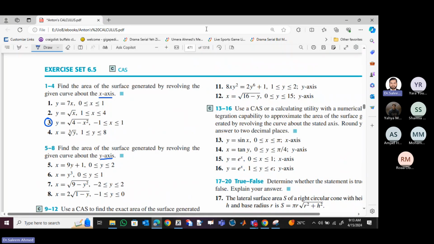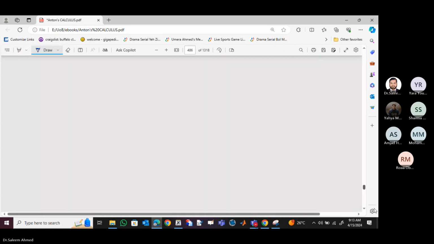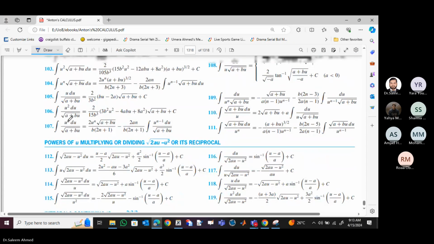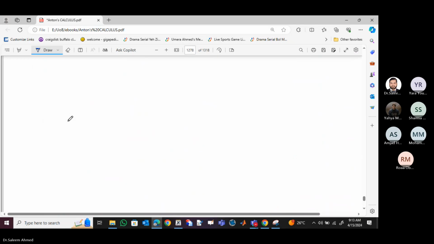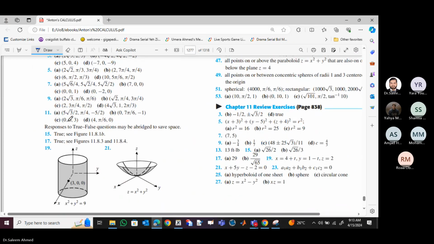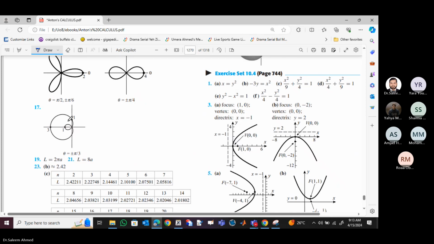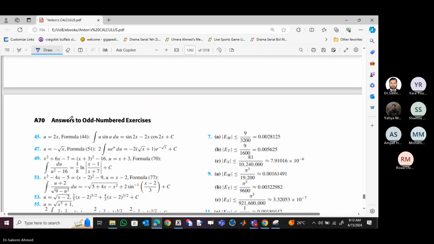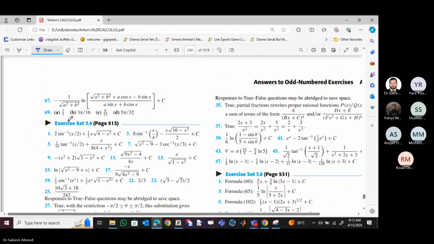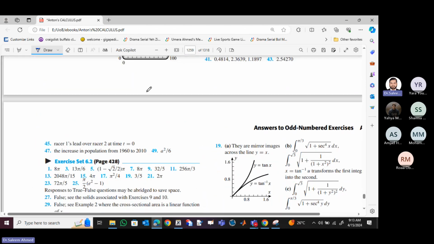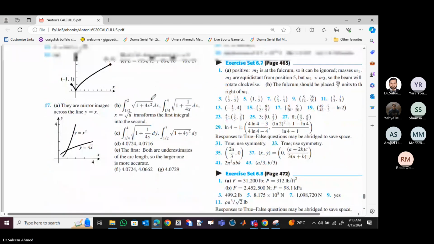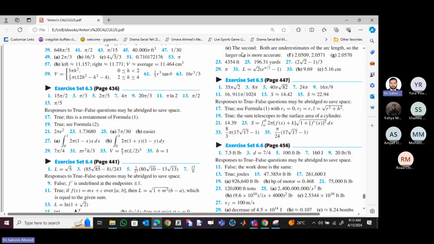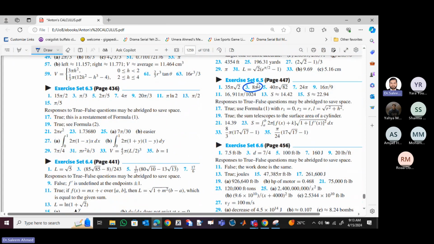Exercise 3, 6.5. 6.5 exercise 3. 8 pi. Right? So this answer is correct.